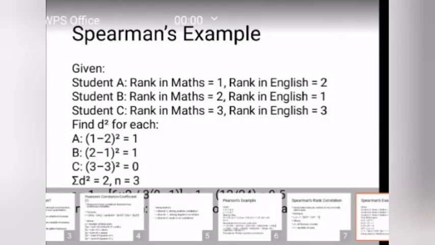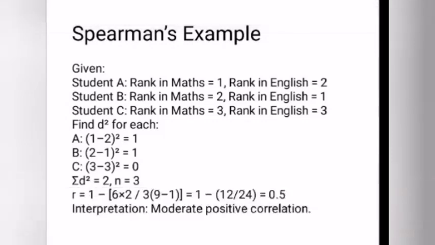So it's 1 minus 2 square, that's 1. And 2 minus 1 square, that's still 1. Then 3 minus 3, that's 0 square, that's 0. So you add up the deviation square, that's sigma d square, 1 plus 1 plus 0, which is 2. And n is the number of pairs, and there are 3 pairs in this question.